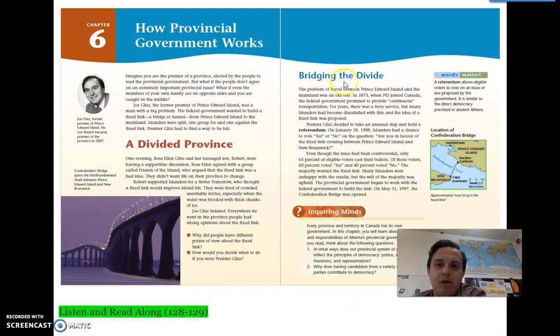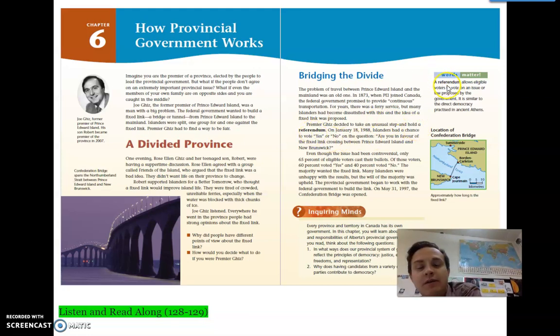Okay, bridging the divide. The problem of travel between Prince Edward Island and the mainland was an old one. In 1873, when PEI joined Canada, the federal government promised to provide continuous transportation. For years, there was a ferry service, but many islanders had become dissatisfied with this, and the idea of a fixed link was proposed. Premier Giz decided to take an unusual step and hold a referendum.